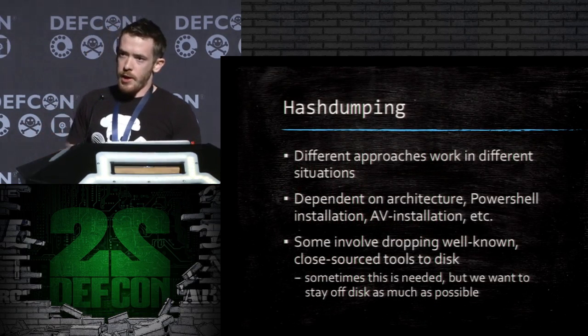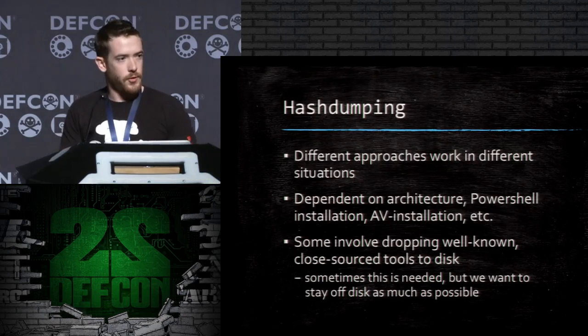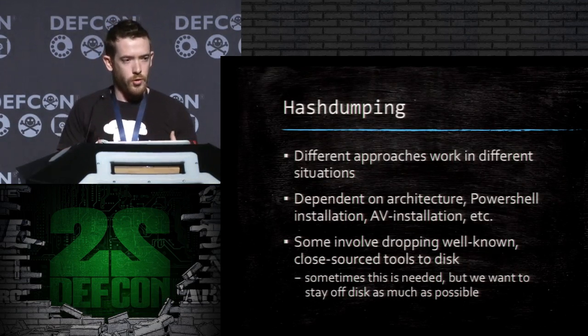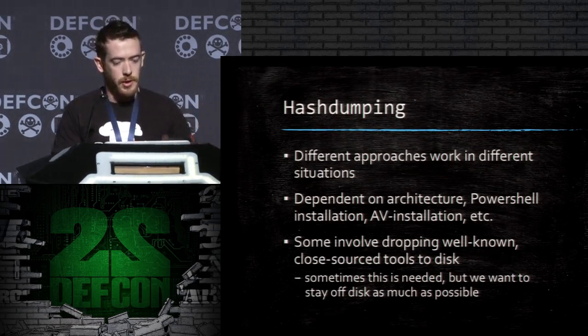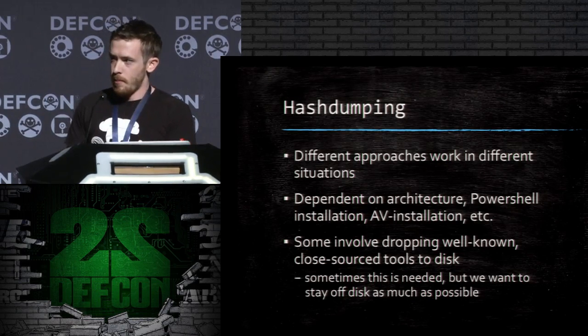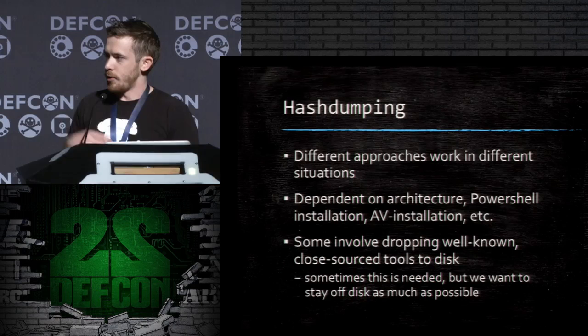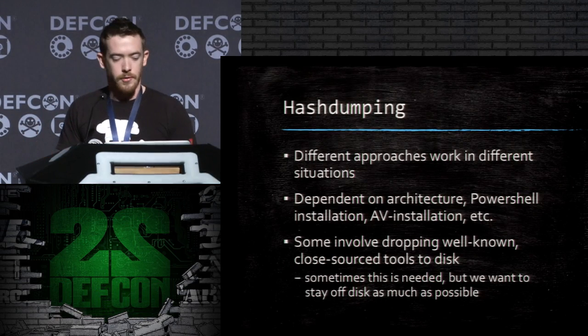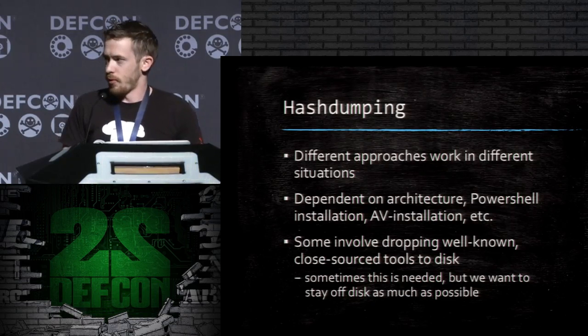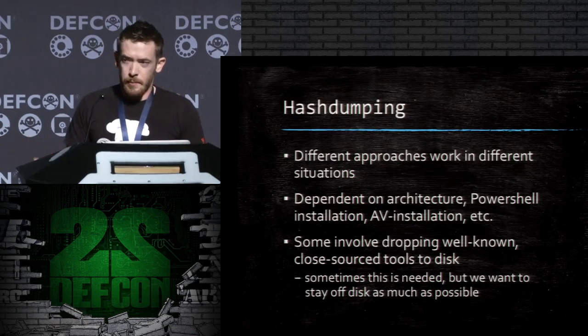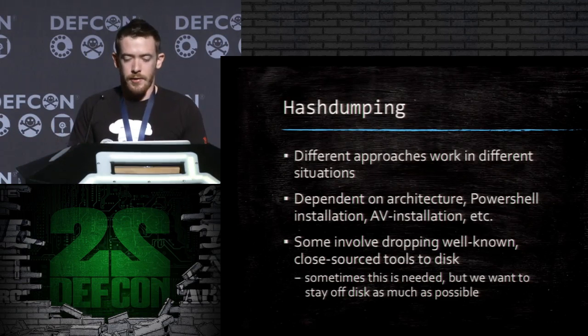The thing, like I mentioned with hash dumping, is different actions work in different situations. So if you want a universal solution, you need to expose all those options, but maybe you can automate some logic in. Depending on architecture, PowerShell installation, AV installation, all those types of things, they can affect what you might do. And some of these, like I mentioned, involve dropping a well-known closed source tool to disk. This can sometimes be needed. You always want to have options and fallbacks, but we like staying off of disk as much as possible.